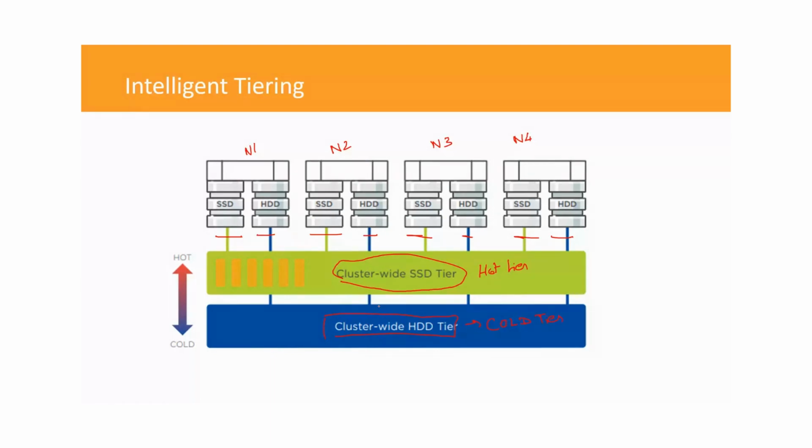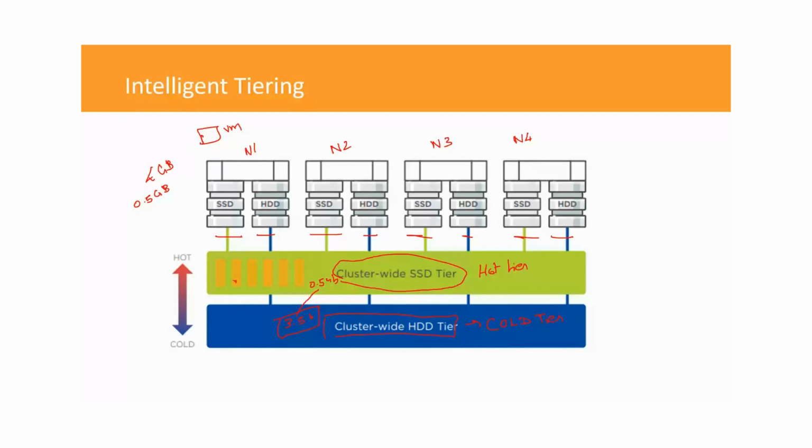If there is a VM running on this node and that VM has 4 GB of data, out of that 4 GB probably 0.5 GB is being accessed by that VM now. So that 0.5 GB is sitting here in the hot tier, and the remaining 3.5 GB is sitting in the cold tier. Maybe after some time you access some data from this 3.5 GB, then that moves to your hot tier. This movement is happening continuously.